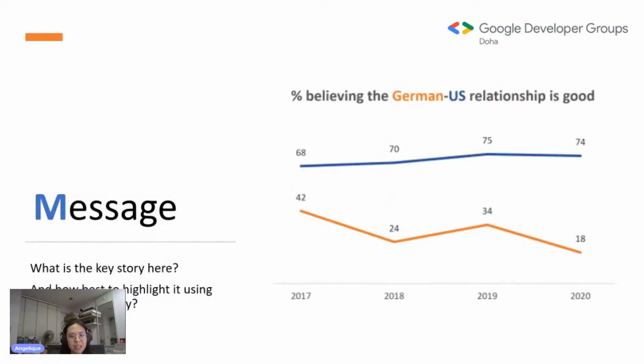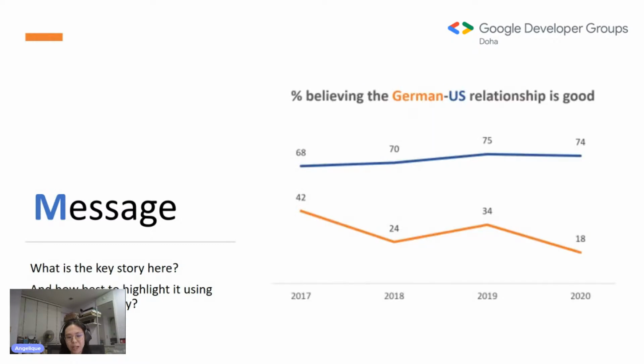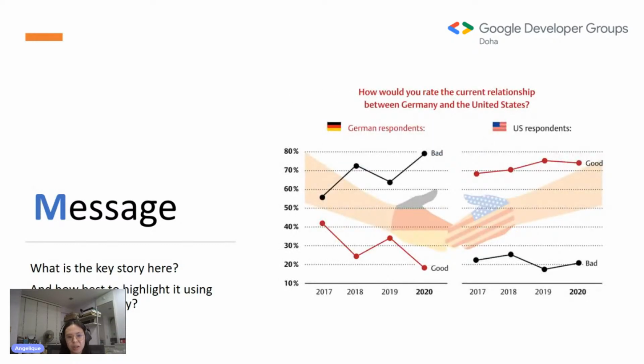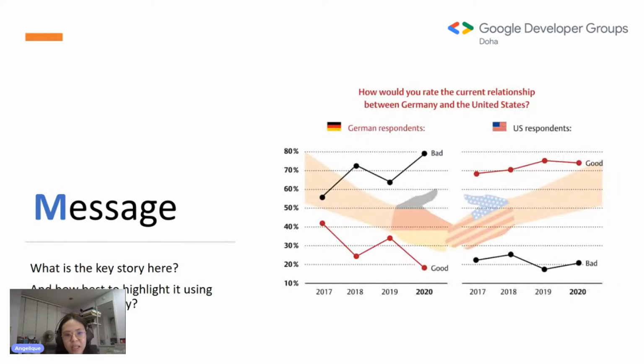Here's my attempt to recreate the chart highlighting the key story. You can see that it's fairly different between this and this. I've cut out one entire section. So instead of 4 lines, right, you only see 2 lines here. For me, the key message behind this chart is that if we look at this, good and bad are actually a percentage of respondents. We don't need to see both of them.